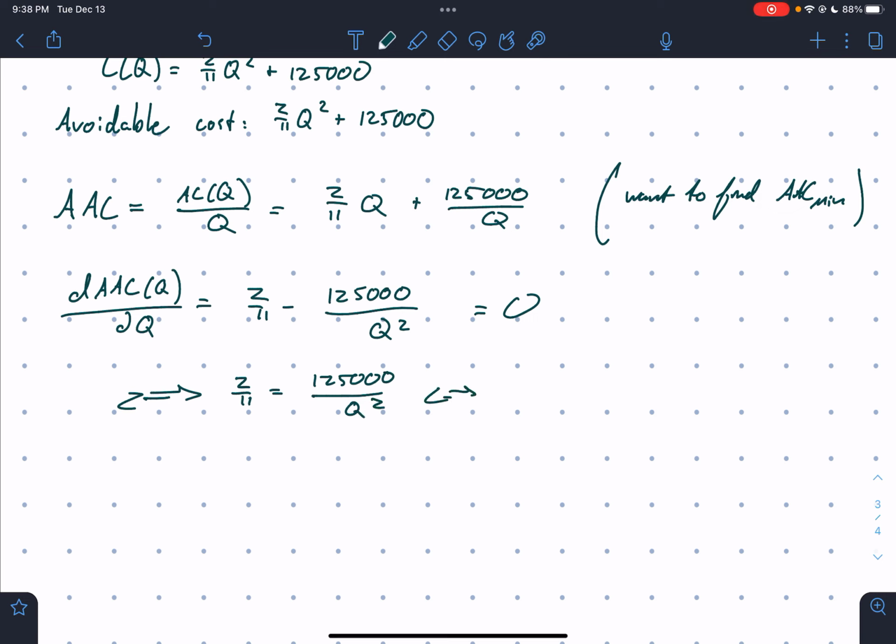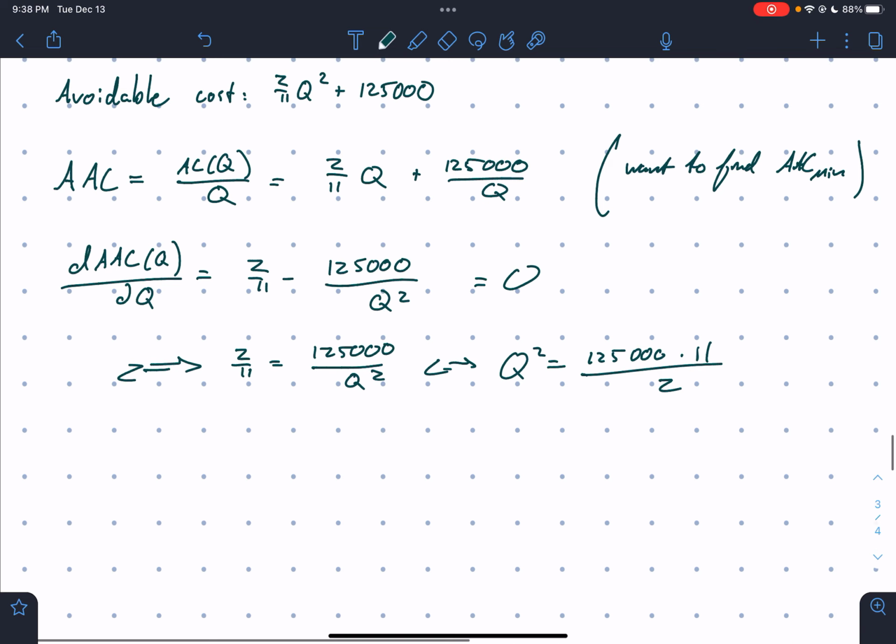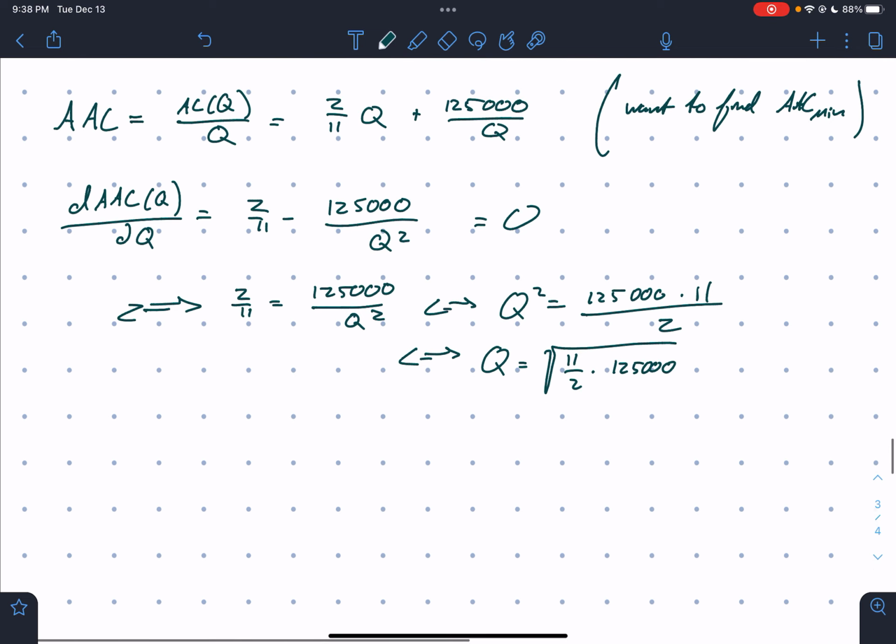So this means we have 2 over 11 is equal to 125,000 divided by Q squared. In other words, we get that Q squared is 125,000 times 11 divided by 2. And this means that Q is the square root of 11 over 2 times 125,000. And 125,000 is just going to be 250 squared. That's a little fun fact.